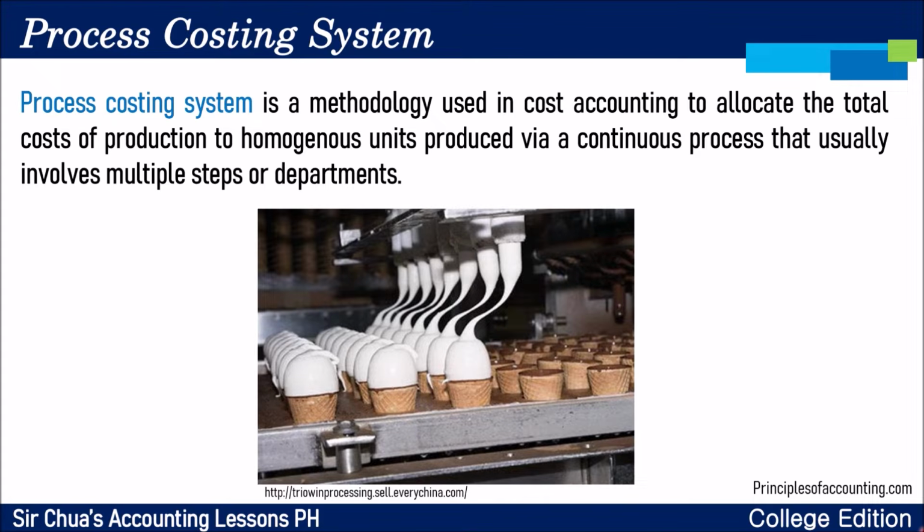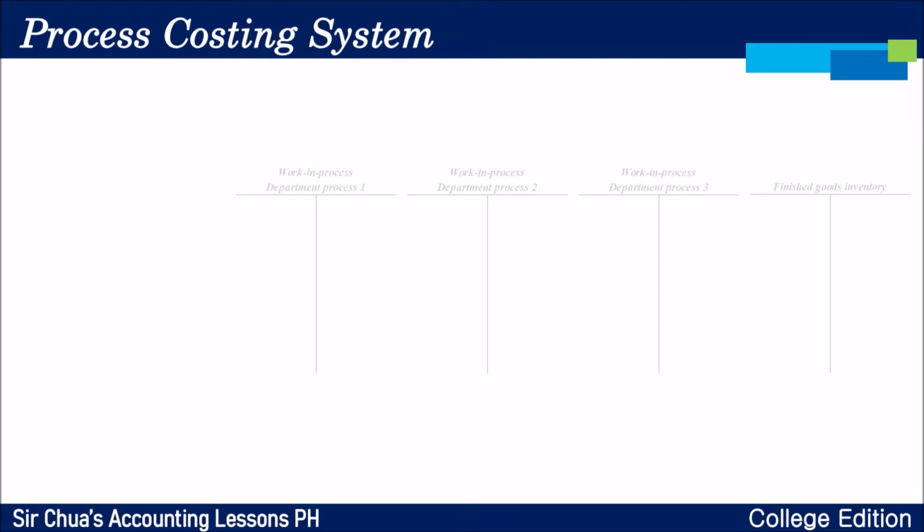Yung ingredients ng ice cream, imimix muna yan. Tapos, i-freeze ng konti para pag nilagay na natin sa cones, medyo frozen na siya. Tapos, i-freeze uli yan hanggang sa ipapackage natin until maging finished product. So, pare-pareho yung ating mga produkto, pero it involves numerous stages, numerous departments. Doon nyo po siya gagamitan ng process costing system.